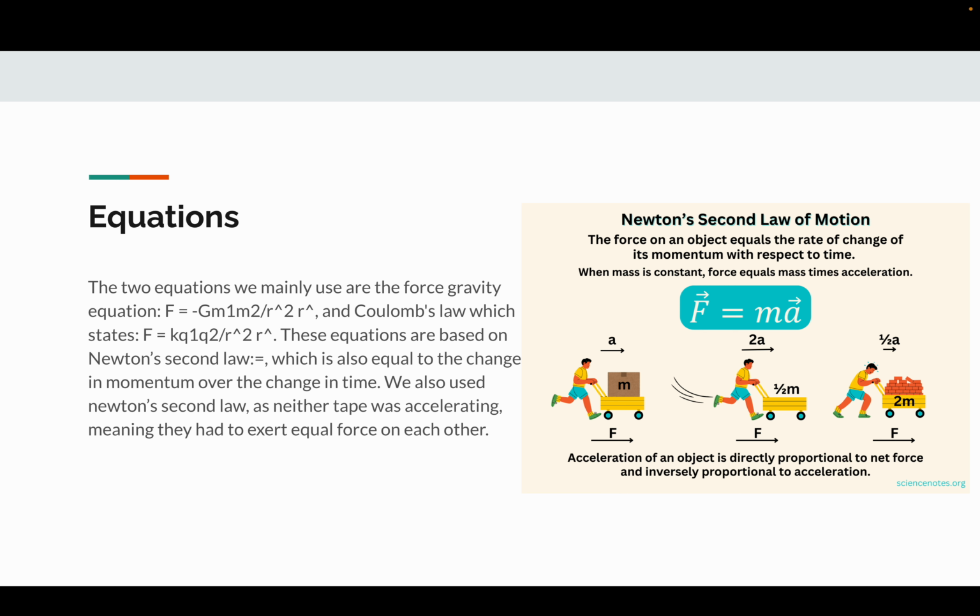The two equations we mainly use are the force of gravity equation, which is negative G m1 m2 over r squared times the r direction vector, and Coulomb's law, which is the same thing but with charges instead. These equations are based on Newton's second law, F equals ma. We also used Newton's second law as neither tape was accelerating, meaning that they had to exert equal force on each other, which you can see later in the calculations, where we set Fe equal to mg.